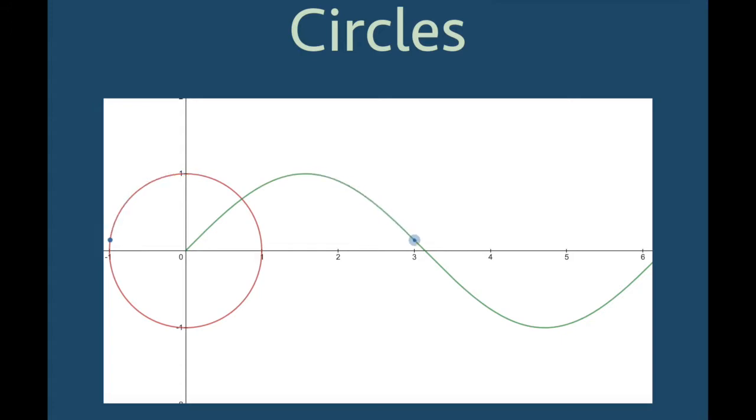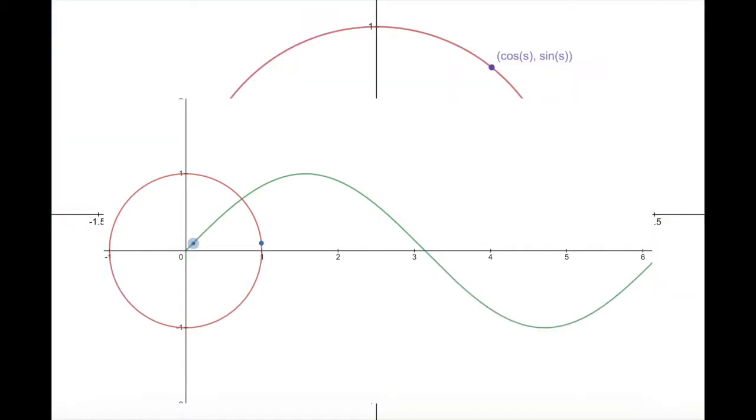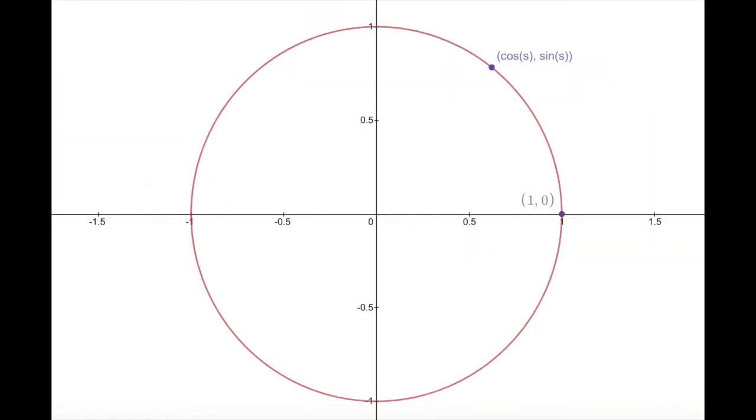The trigonometric functions are referred to as circular functions when the domain is measured in radians. We can see how the sine function is related to a circle by considering ordered pairs on the unit circle. The unit circle has equation x squared plus y squared equals 1, and the coordinates of points on the unit circle are (x, y), where x equals cosine s, y equals sine s, and s is an arc on the circle with initial point (1, 0).